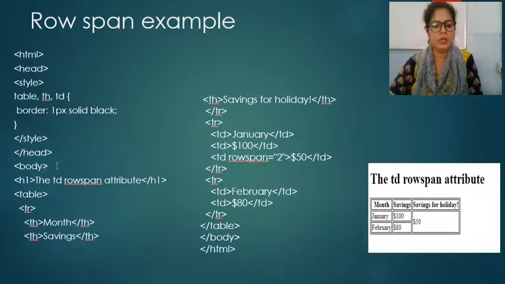I told you that whenever we have to create a table, we have to create it in the body tag. So in the body tag, I have used the H1 heading tag. The heading is the TD row span attribute. That's why it shows this heading in the output, the TD row span attribute. Now let's start with the table tag. Here we have started with the table tag.